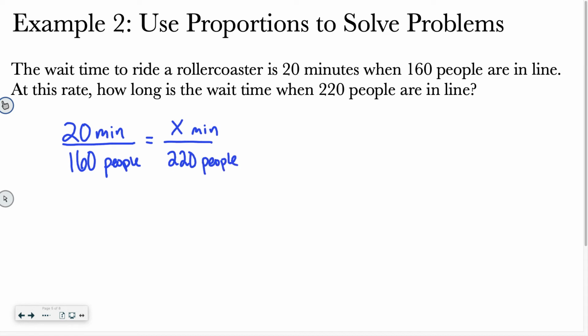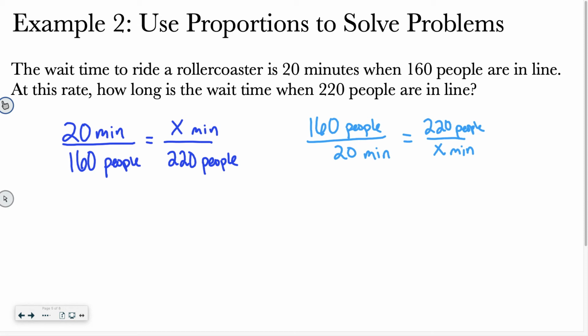So this is one possible way that I could set it up. And another way I could set it up is I could say 160 people over 20 minutes equals 220 people over X minutes. So you can set it up either of those ways. You'll get the same answer. But let's talk about the important things you need to keep in mind.